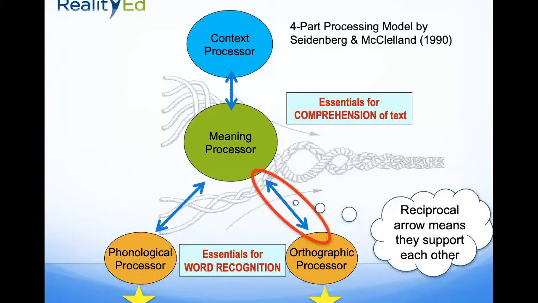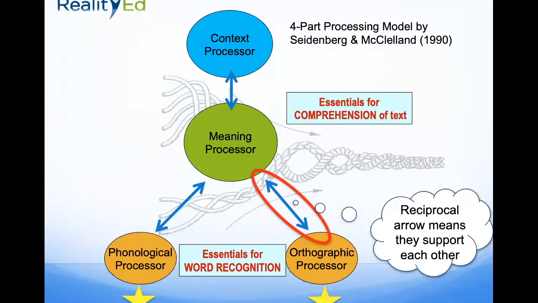So if you're thinking back to what we mentioned earlier with the reading rope, we have those essentials for word recognition, and then we have that upper strand, essentials for comprehension of text. Think of those two orange circles of this four-part processor as being the pieces that are important for those word recognition essentials, or the lower part of the rope or lower order skills.